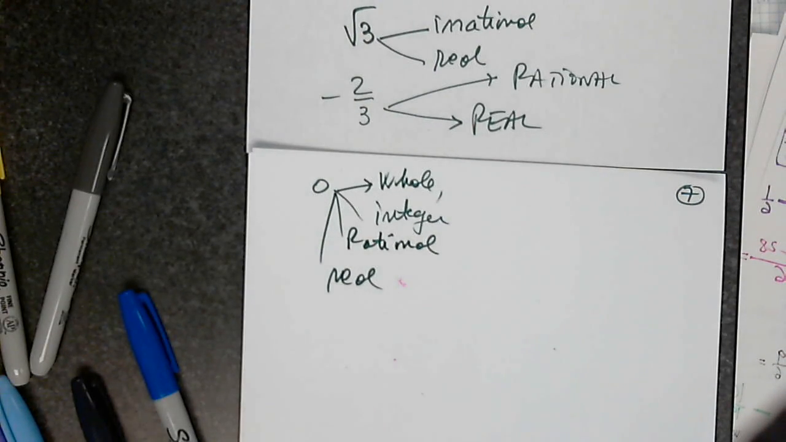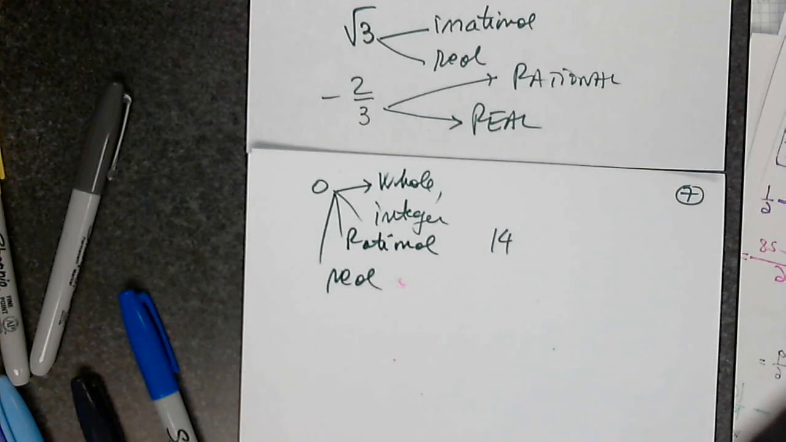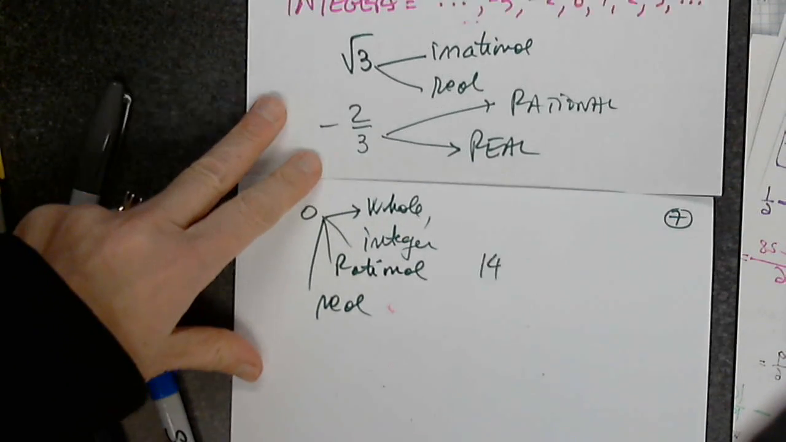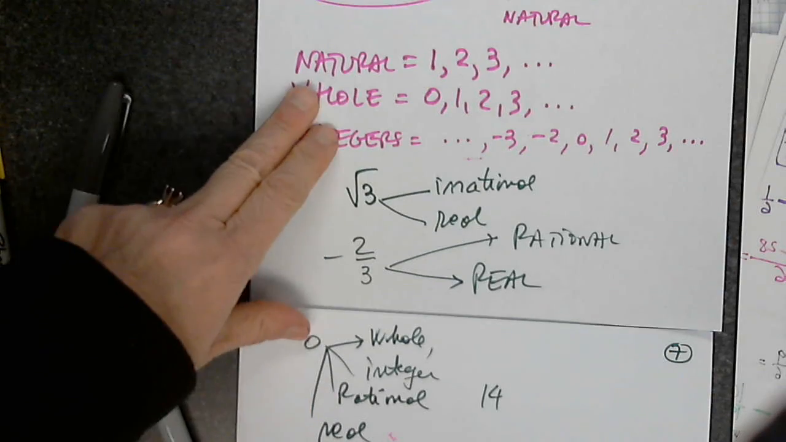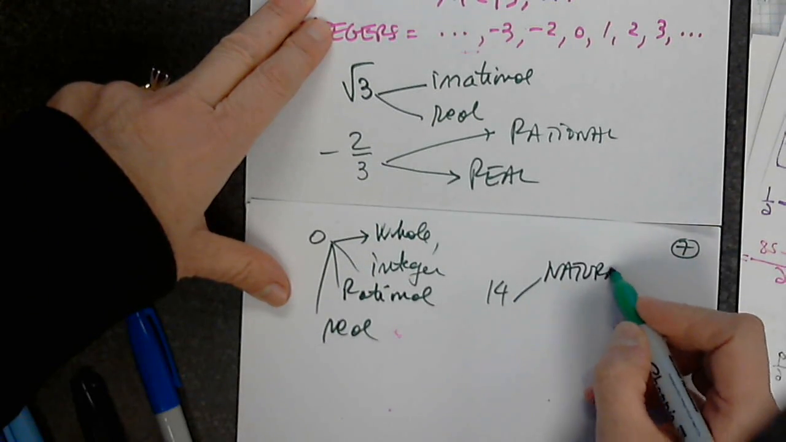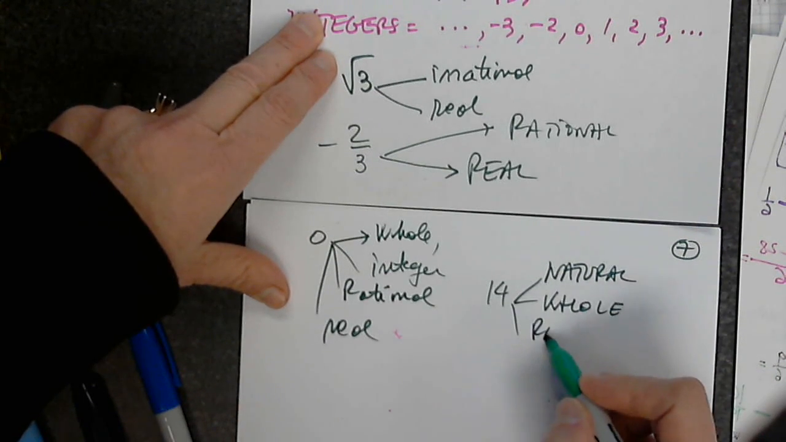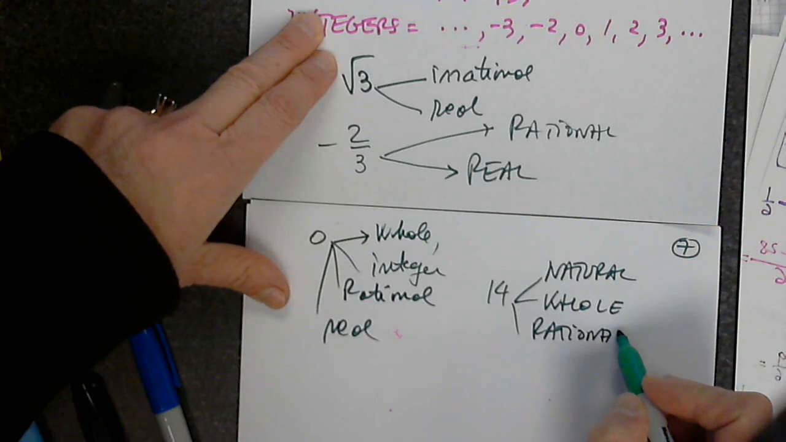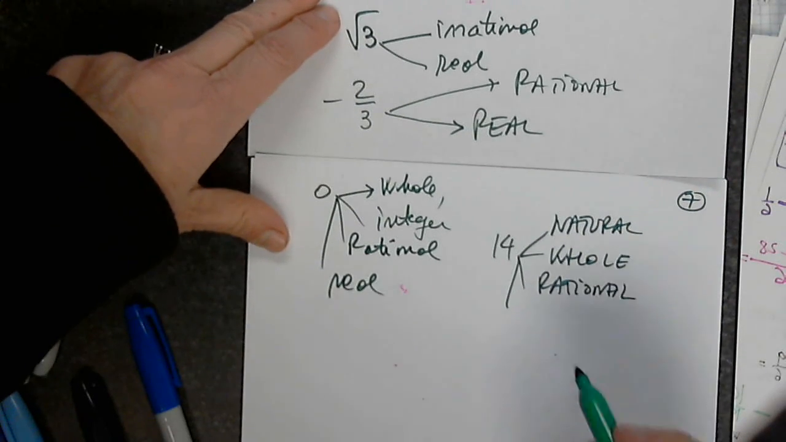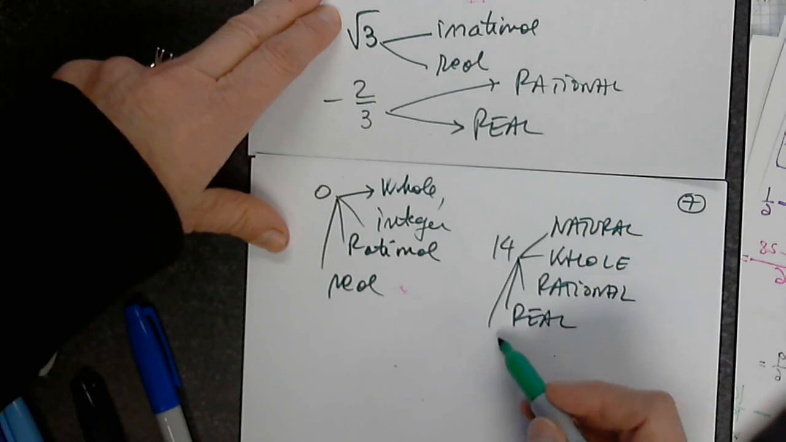Okay. And the last one, 14. What type of number is 14? It's a whole number. Even before that, it's a natural, indeed whole, indeed rational, and what else? An integer. Real. It's an integer.